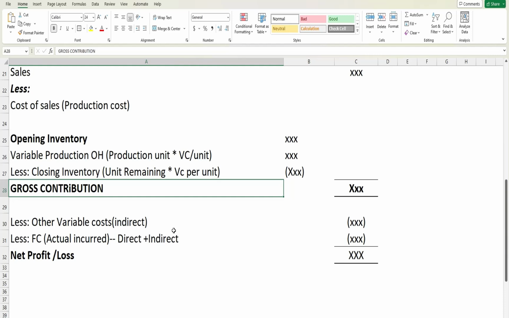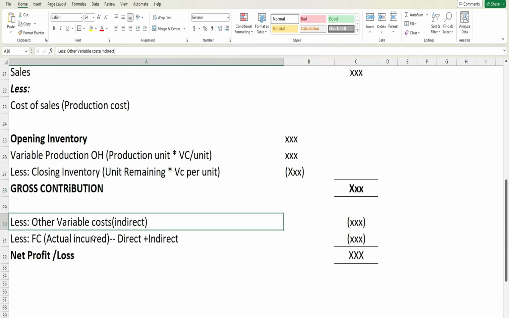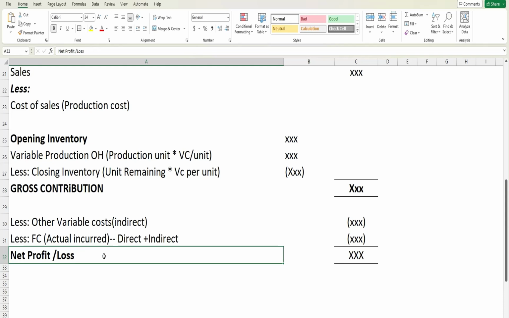We also need to deduct the other variable costs, like indirect ones, which are not related to production. And again, we will deduct the fixed cost which is actually incurred, and it will include both direct as well as indirect, right? Then we will get our final figure, net profit or loss.